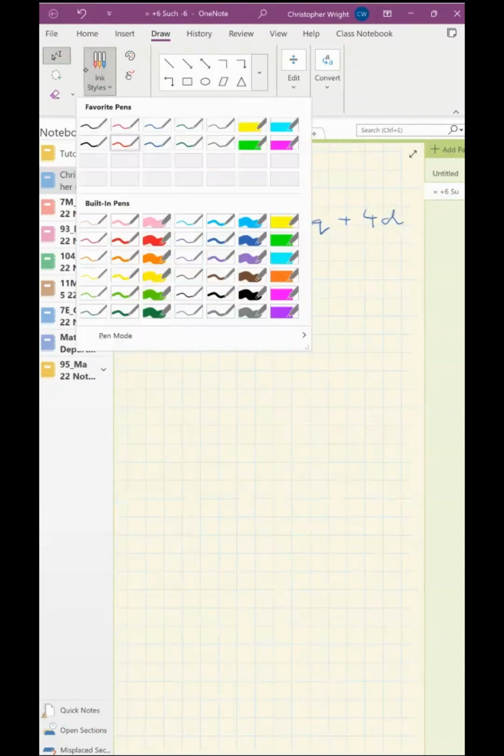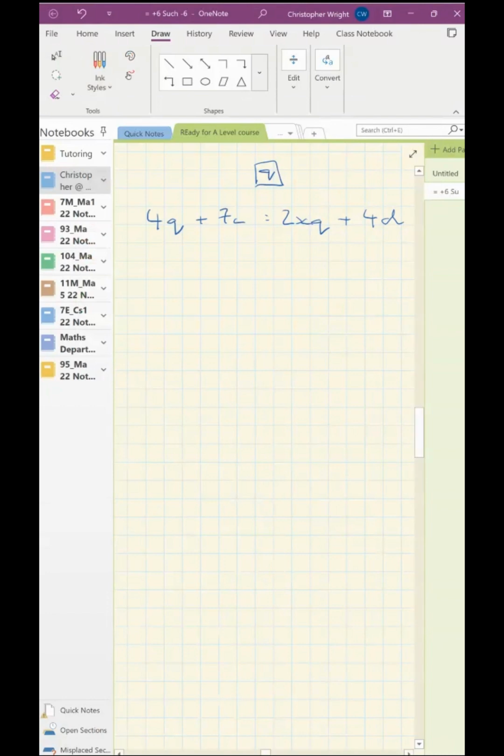The first thing to do is to put everything with a Q in it on one side and everything else on the other. So I'm going to have all my Q's on the left-hand side. I'm going to minus 7C from both sides, which is going to give me this. And now I've got some Q's here, and I'm going to move them onto the left-hand side by subtracting 2xq from both sides.